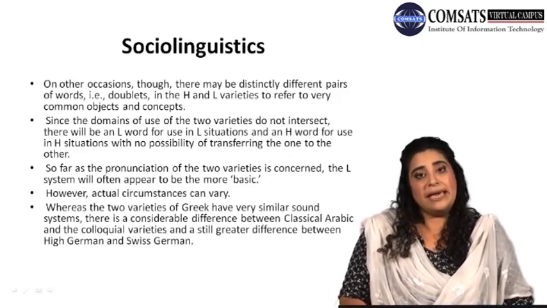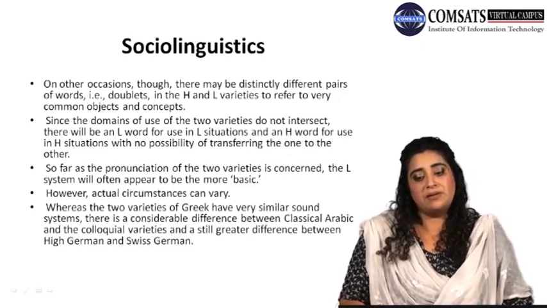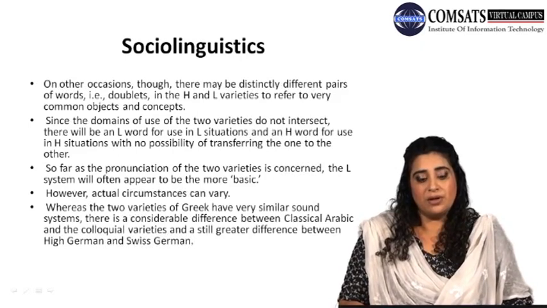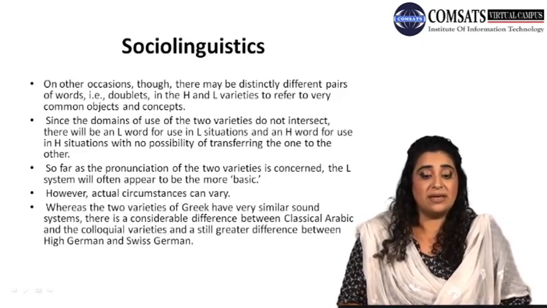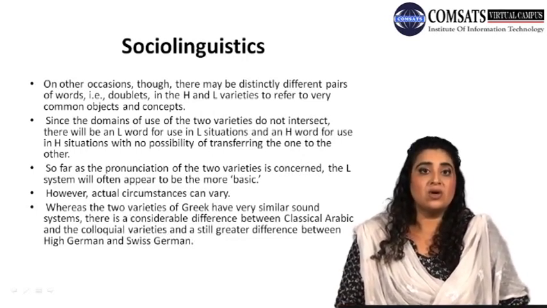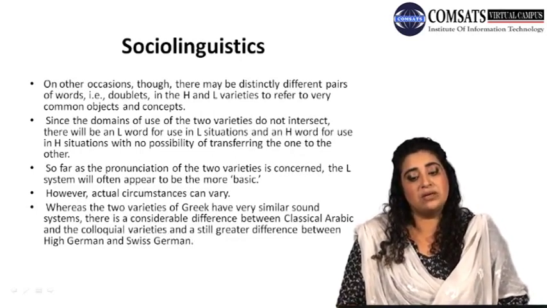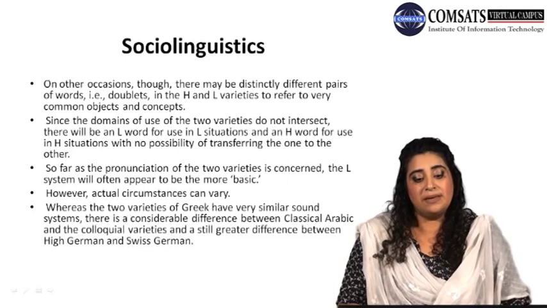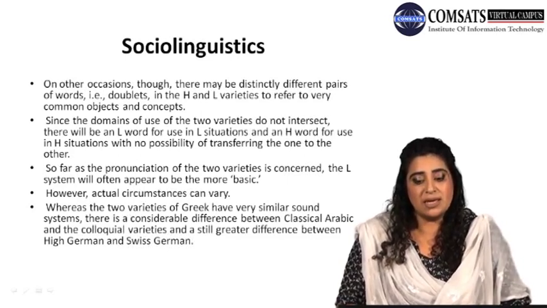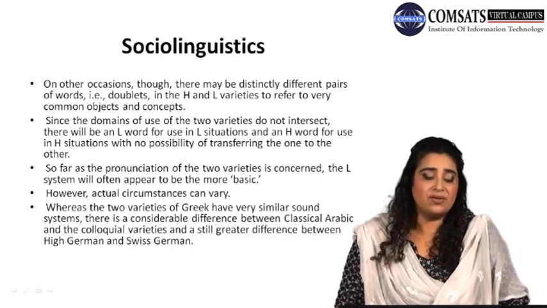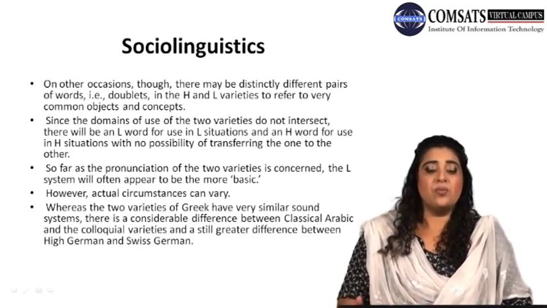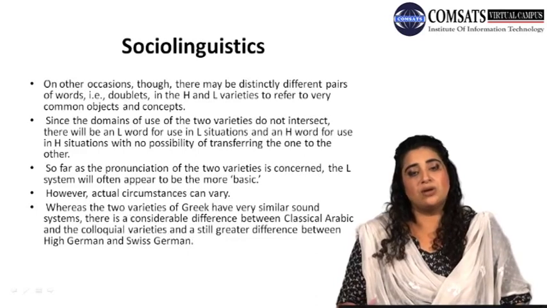Now on other occasions, there may be distinctly different pairs of words that would be doublets in the H and L varieties to refer to very common objects and concepts. Since the domains of use of the two varieties do not intersect, there will be an L word for use in the L situations and an H word for use in the H situations, with no possibility of transferring the one to the other.